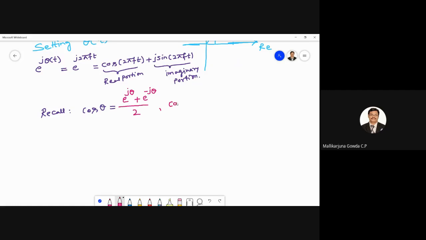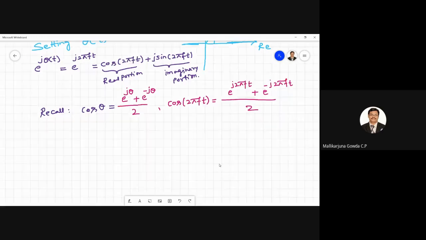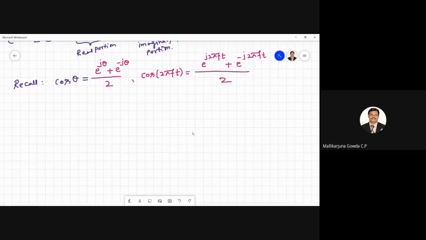If I substitute theta as 2 pi f t, so I can write it as what? E power j 2 pi f t plus e power minus j 2 pi f t by 2, right? So now let me draw this with respect to these sinusoids.